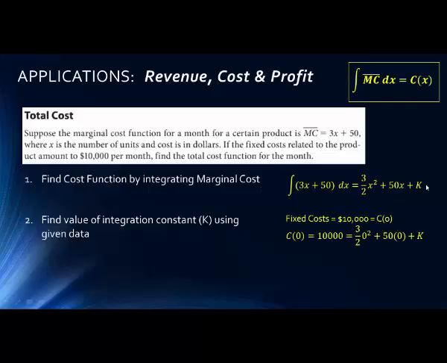If I plug this into our equation, I get C(0) = 10,000. I plug in 0 for all the x's, and notice I get k = 10,000. So now I have my cost function by simply substituting in that constant. My cost function is C(x) = 3/2 x squared + 50x + 10,000. I've solved this problem for the cost function, so now I can figure out the cost for making any quantity of items that I want.